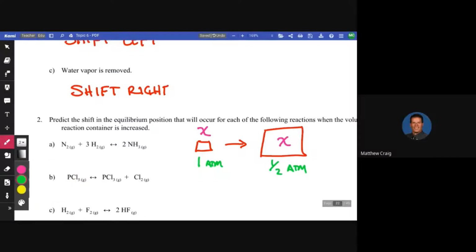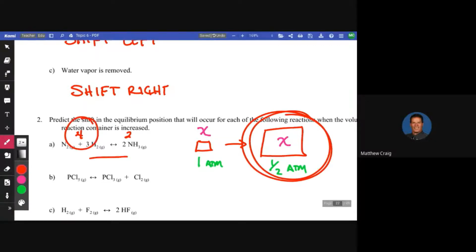So in this case here, we want to ask ourselves, which side has more gas particles? And it's more gas particles, not more particles. So in this case here, we want to shift in the direction that forms more gas particles. So in this case, we will shift left. In other words, what we're trying to do is increase the number of gas particles so that we can get our pressure back to where we were.